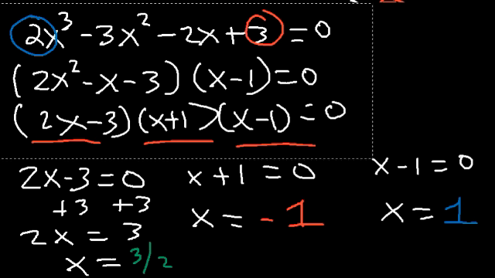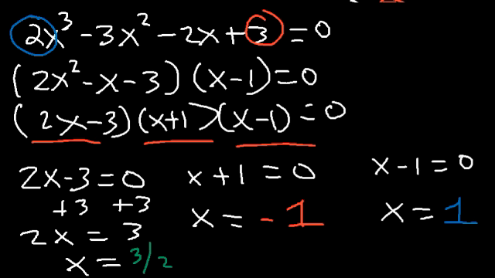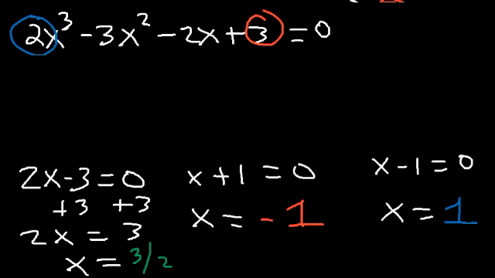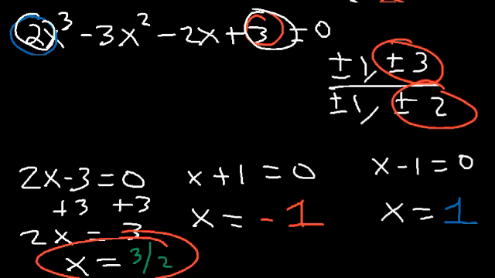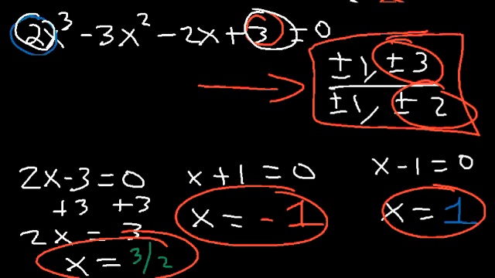Now remember the possible factors that we had in the beginning. Possible factors of 3 were 1 and 3, and possible factors of 2 were 1 and 2. Notice that we do have 3/2 as an answer. So this technique tells you the possible factors. So the answers that you see here are included in the list of possible zeros.